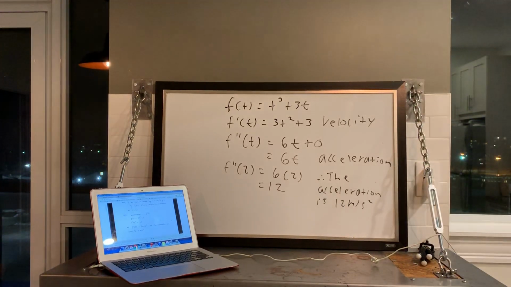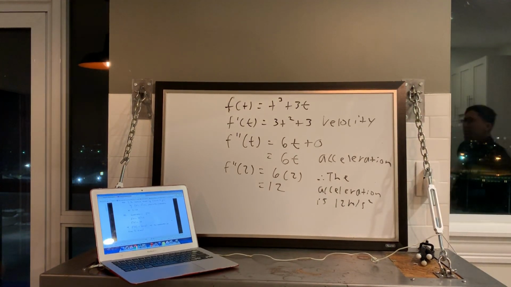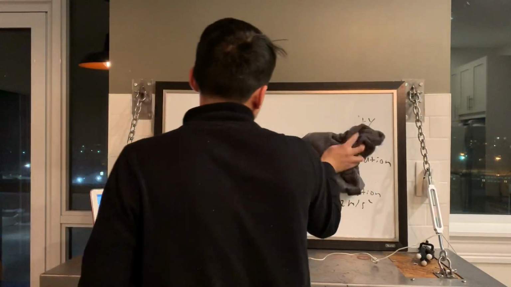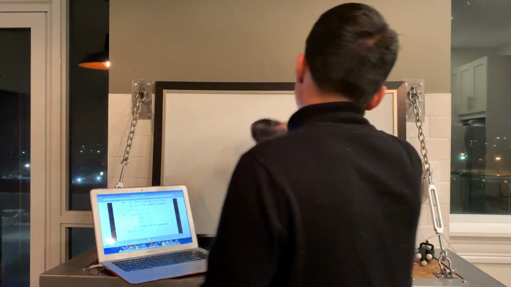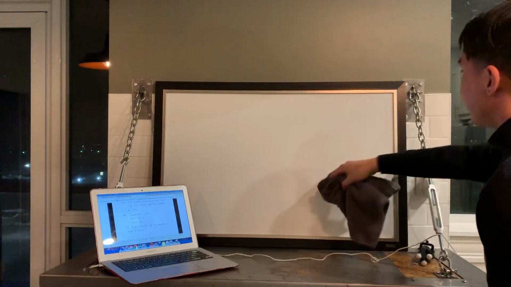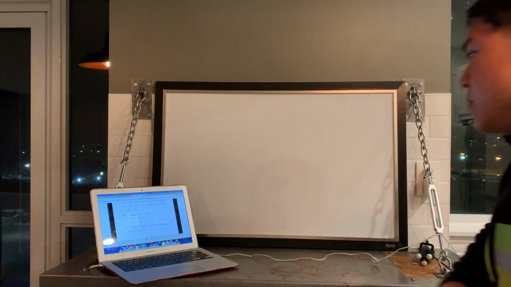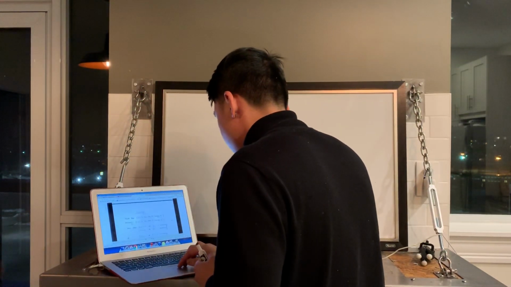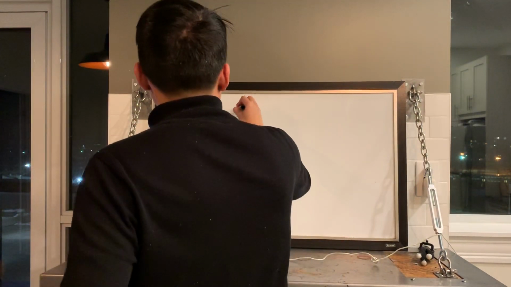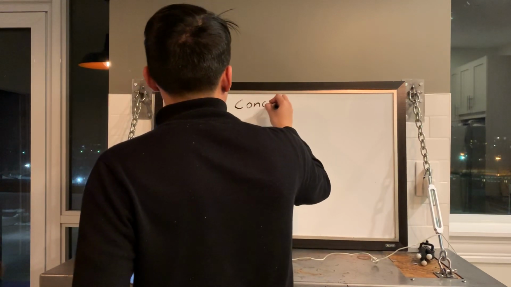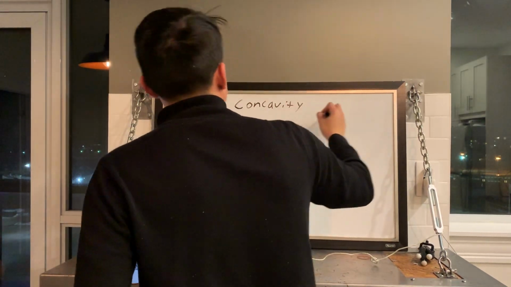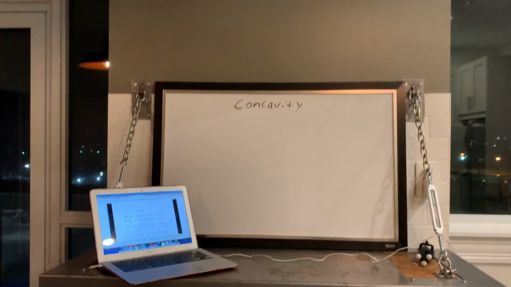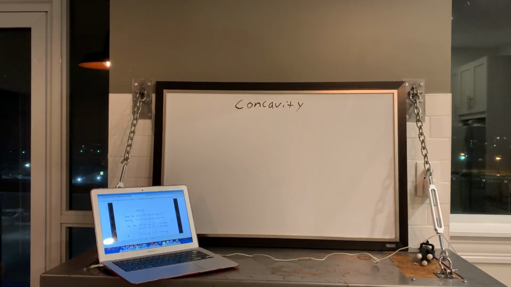So that covers most of the notes. I mean, it's nothing too crazy. We've done derivatives. We're just taking second and third derivatives, right? So, concavity. That basically tells you if the graph is opening up or down. That's what concavity is.